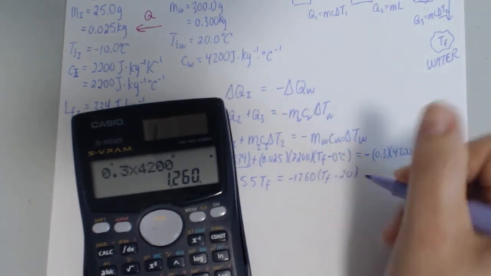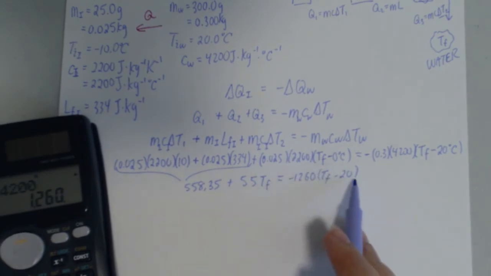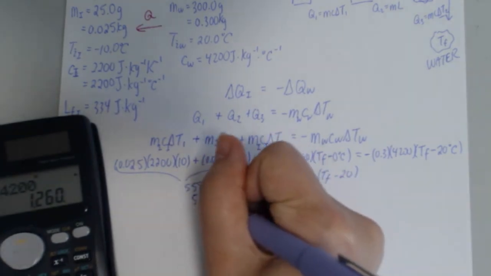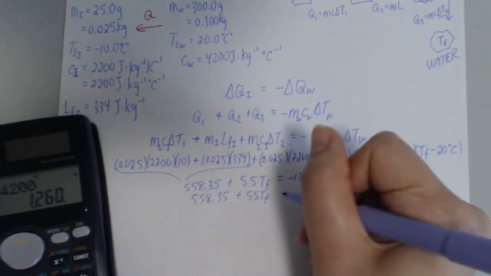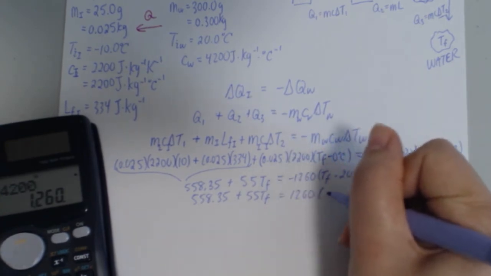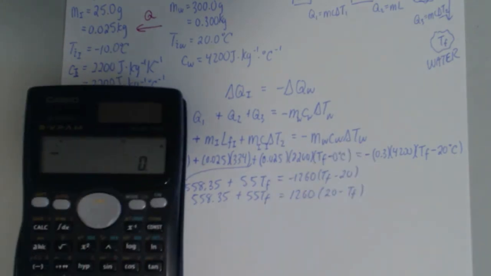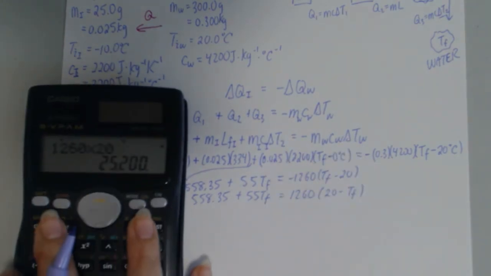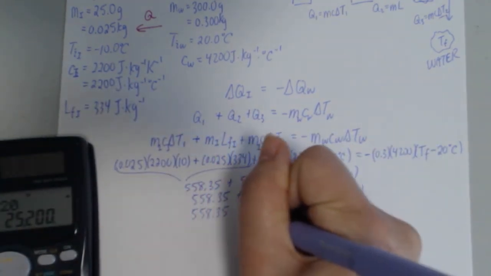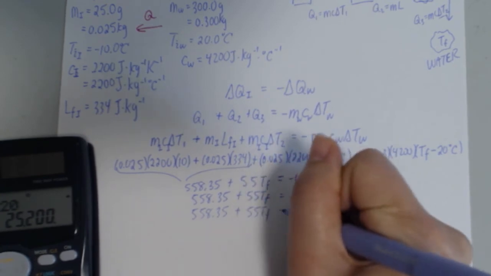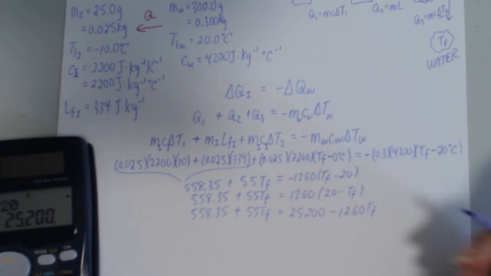TF minus 20. So that trick I showed in the other worked example, you can get rid of the minus sign here by flipping the difference here. So we can write 558.35 plus 55 T sub F is equal to positive 1260 times 20 minus TF. Yeah, so you can choose to do that if you want. So now we have 1260 times 20, which is 25,200. So 558.35 plus 55 TF is equal to 25,200 minus 1260 TF.